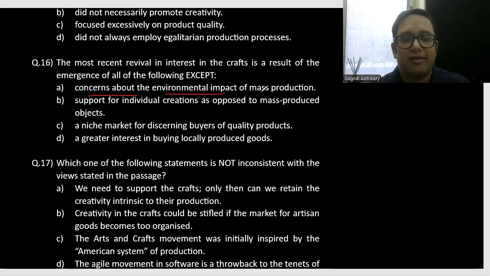A says concerns about the environmental impact of mass production. This is very much one of the issues. So A is not the answer that we're looking for. B: support for individual creation as opposed to mass-produced objects.